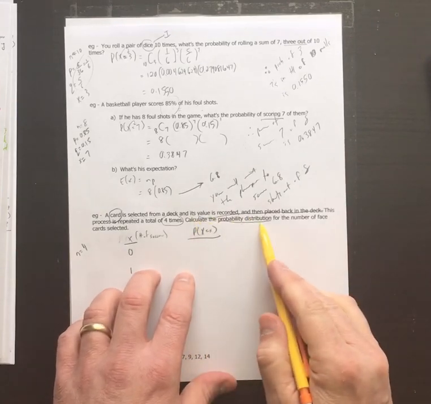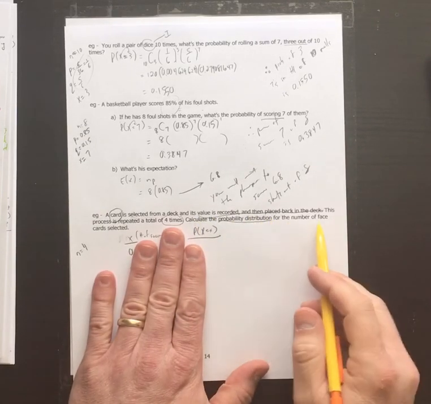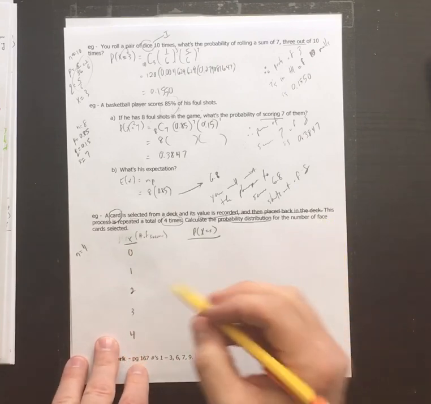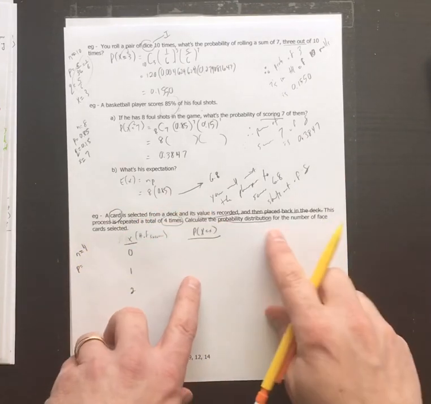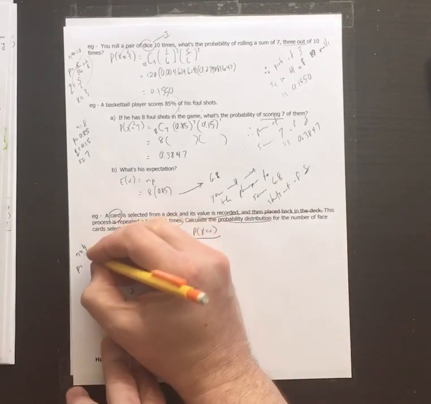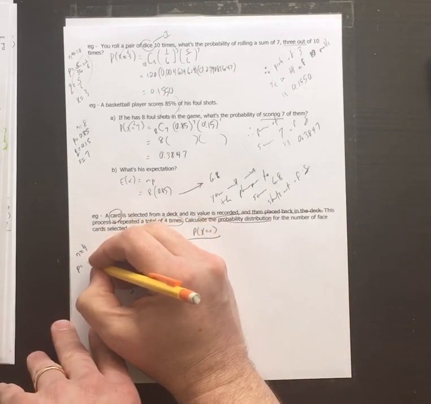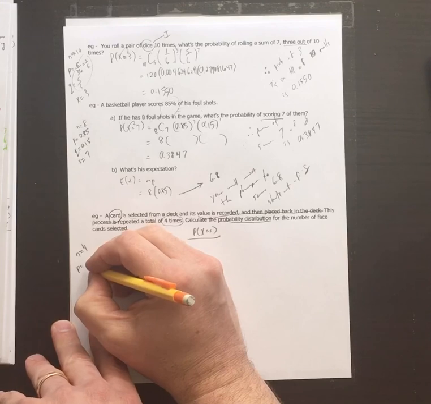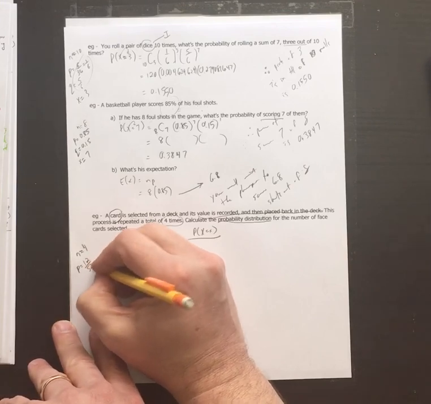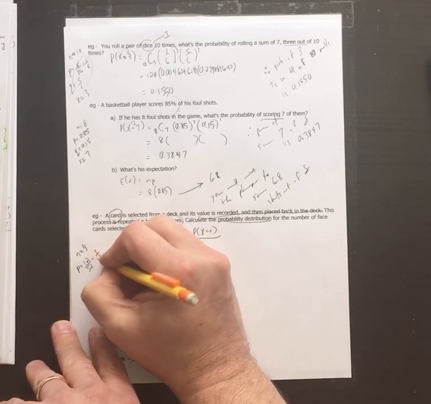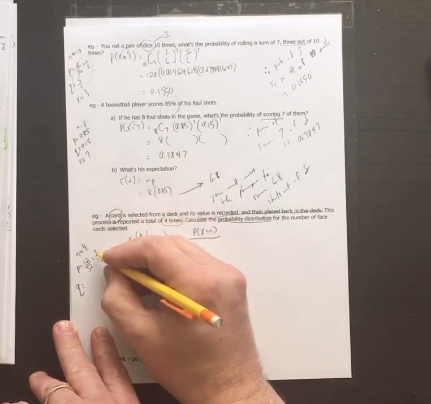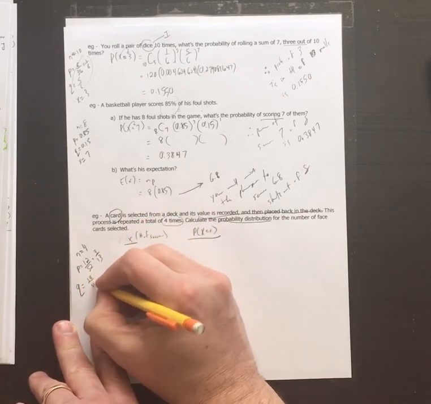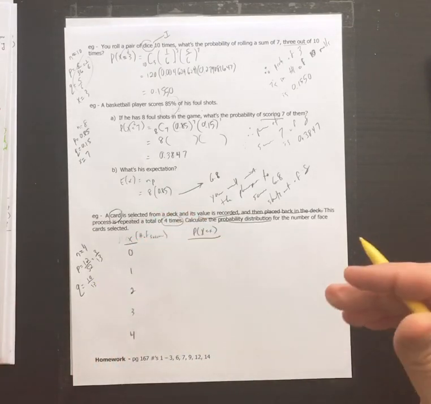Calculate the probability distribution, that's all of the outcomes, for the number of face cards selected. Okay, so my probability of success is going to be, well, it looks like face cards. So face cards, there's Jack, Queen, King, 4 suits, 12 out of 52, which reduced is 3 out of 13. For failure, I don't have to do any work with that. I just go 3 out of 13, what's left? 10 out of 13. Simple.